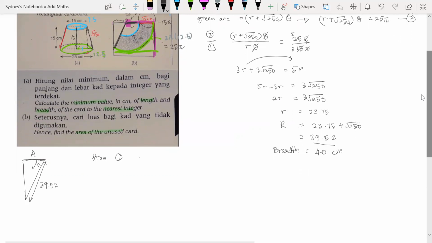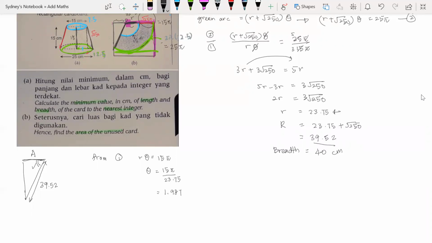So R theta equals 15 pi. Theta we don't know, but R we already found. It's here, R is actually 23.75. So to find theta, we just need to take 15 pi over 23.75. Therefore, by using the calculator, we shall get 1.987 radian.